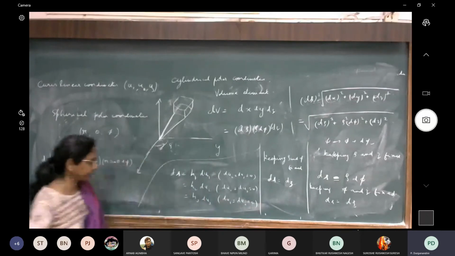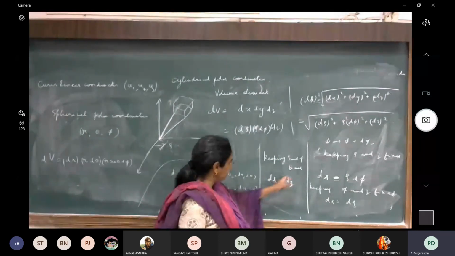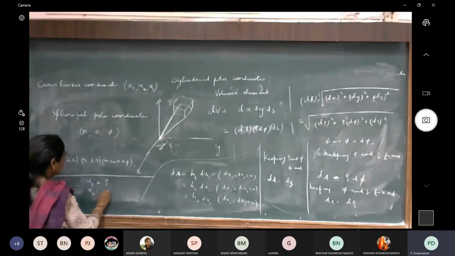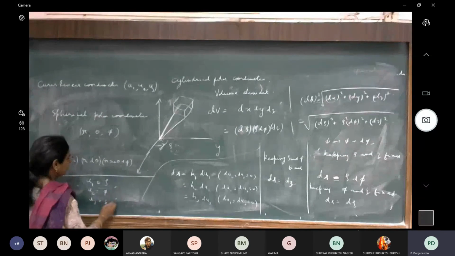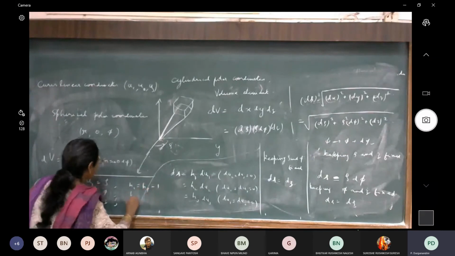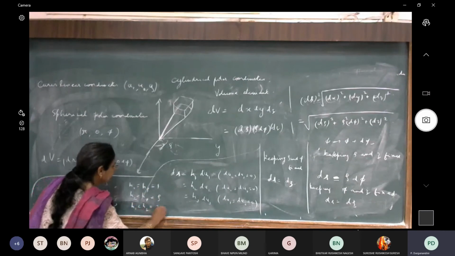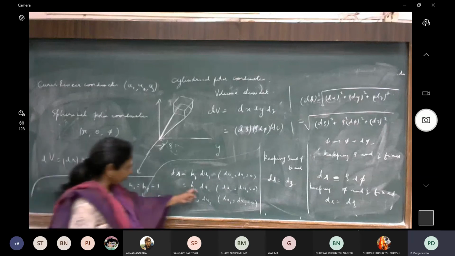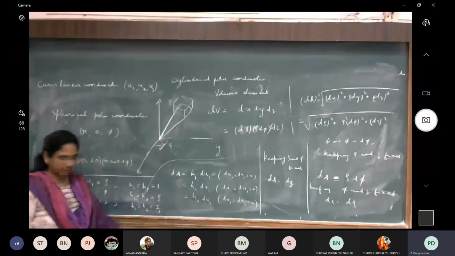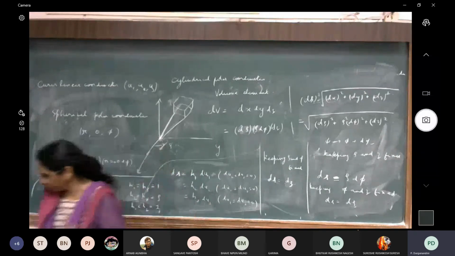So these are called scale factors, h1, h2, h3. For example, for cylindrical polar coordinates, your u1 is rho, u2 is phi, and u3 is z. You can see that h1 equal to h rho equal to 1, h2 equal to h phi equal to rho, and h3 equal to hz equal to 1. So you can also see that the scale factor for phi is not a function of phi, but actually a function of rho. It simply becomes rho. So most generally, these scale factors h1, h2, h3 will be functions of u1, u2, u3.